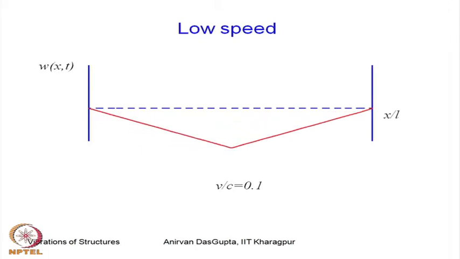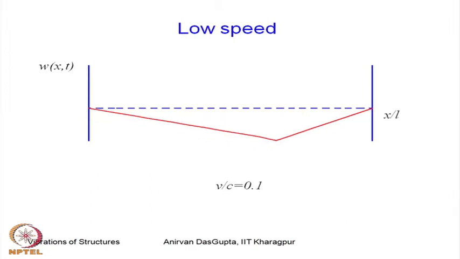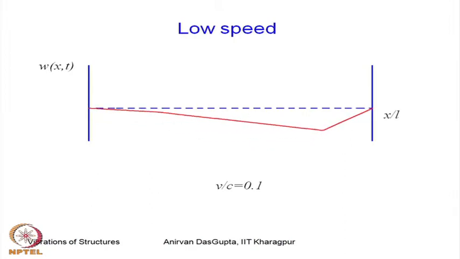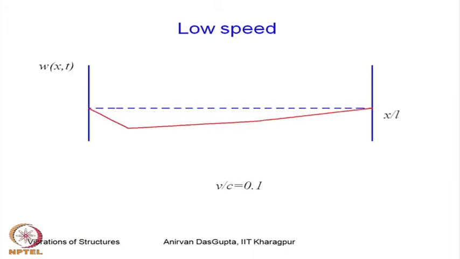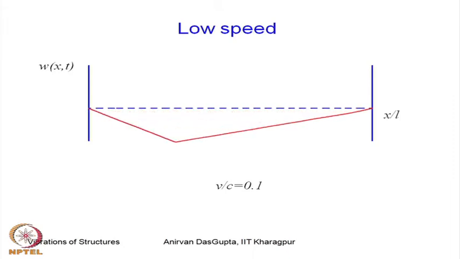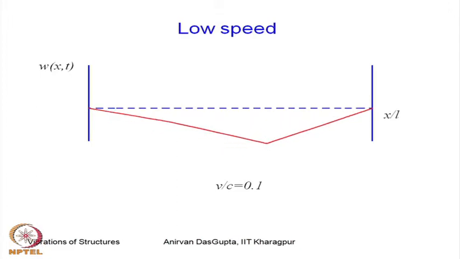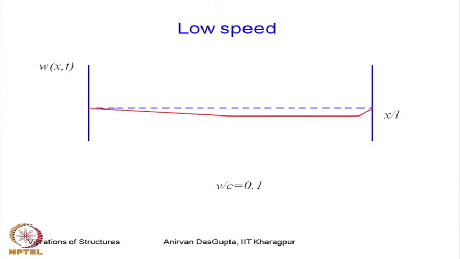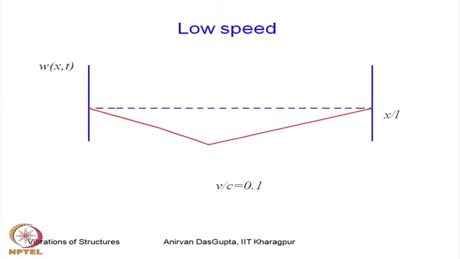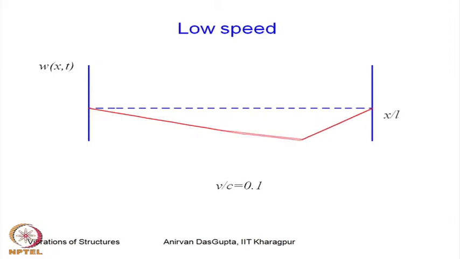So, what is happening is this disturbance which is created by this travelling force travels on the string as a wave, and it reflects back and forth on the string from the boundaries. Unless the disturbance reaches a portion of the string, it does not know that the force is travelling. So, it looks like it is static.